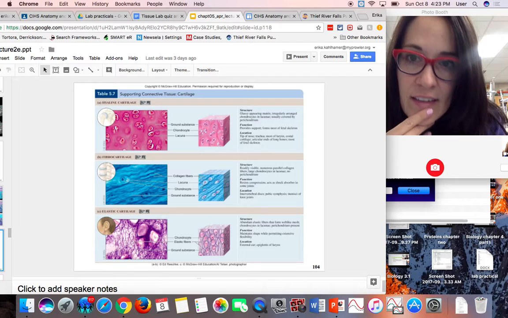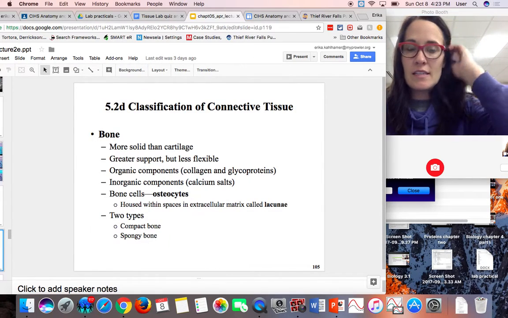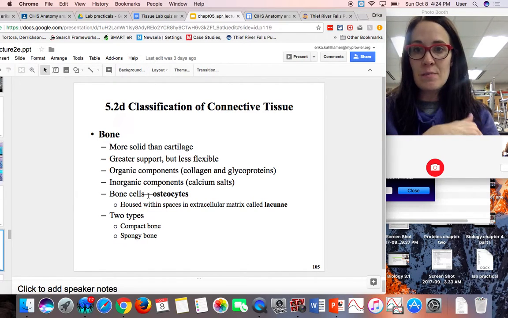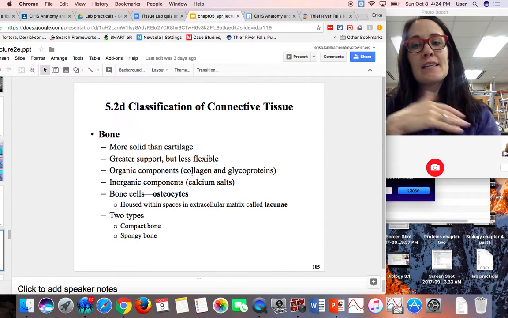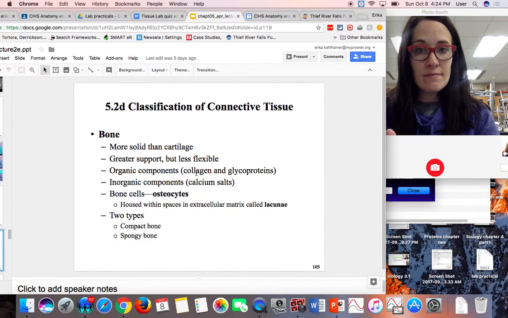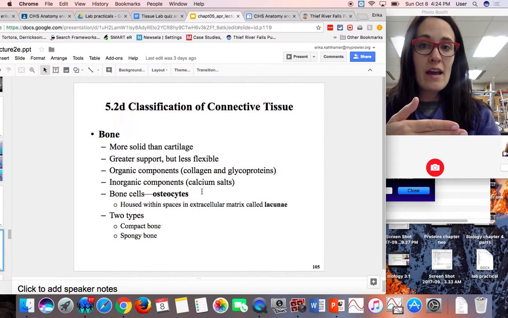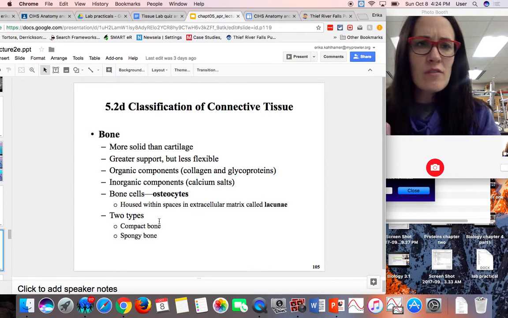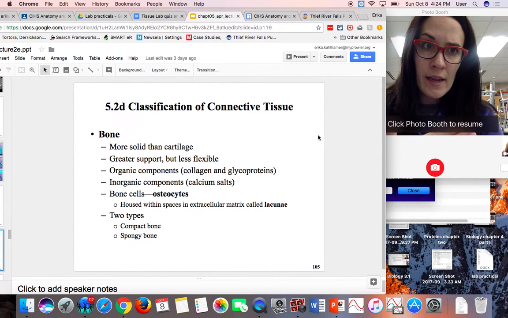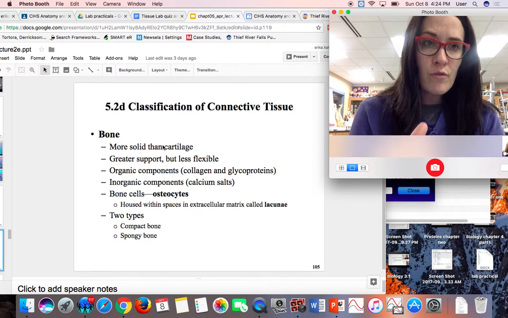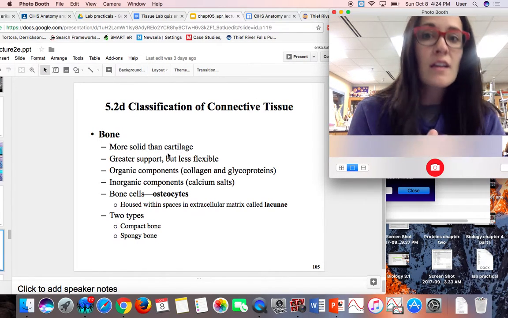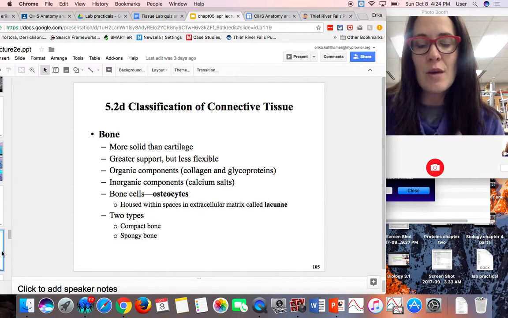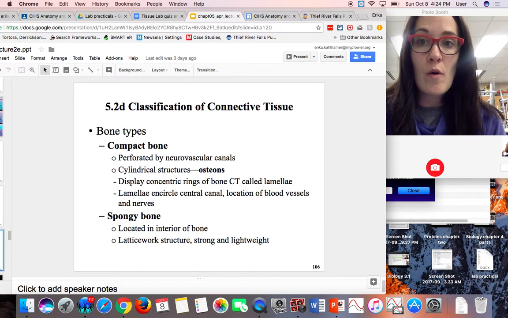All right. Bone is also a type of connective tissue. It offers more support compared to flexibility. It's more solid than cartilage. It's going to contain organic compounds like collagen, but it also contains inorganic compounds like calcium. The cells within them are called osteocytes, okay? The details here of the bone, don't worry. What you need to know for the tissues is that it's more solid than cartilage, with greater support but less flexibility. All this stuff, we're going to talk more about in chapter 7 when we get to the bones.